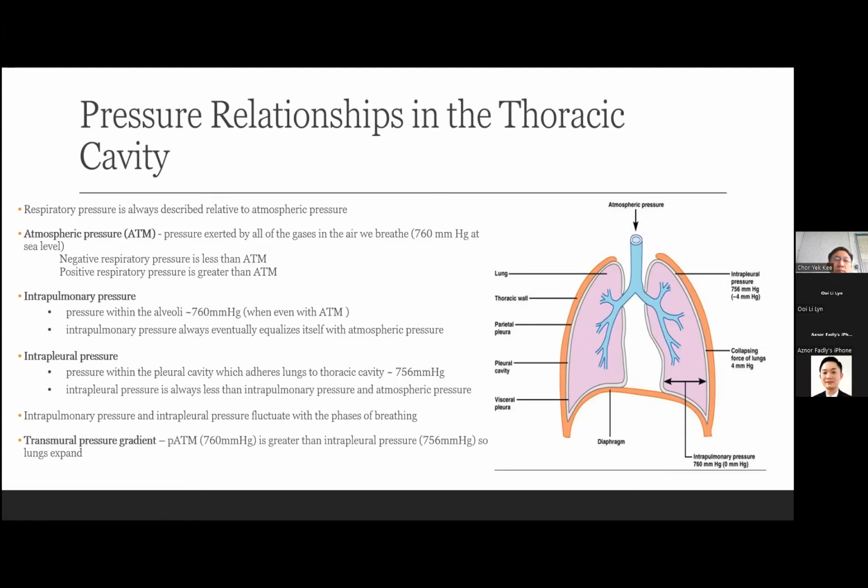But what makes the lung expand? So this is actually due to the intrapleural pressure. The intrapleural pressure is normally lower than the intrapulmonary pressure, whereby it's actually less than, 756 millimeter mercury compared to the atmospheric pressure. So this forms a transmural pressure gradient whereby our lung can expand.